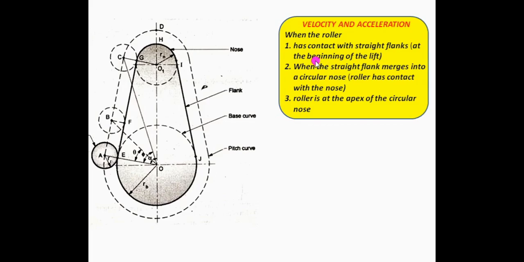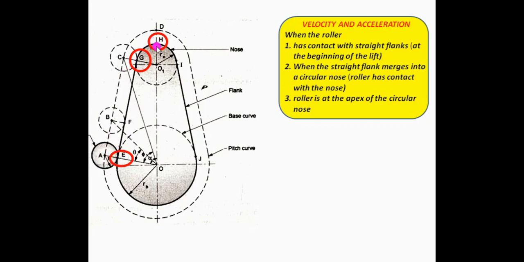One is the beginning of the lift, the second is where the straight flank merges into the circular nose, third is when the roller is at the apex of the circular nose. The point H is known as the apex of the circular nose. Point E is known as the beginning of the lift. At the point G, the flank merges with the nose. So mainly we are going to discuss the velocity and acceleration of this roller at these three critical points.